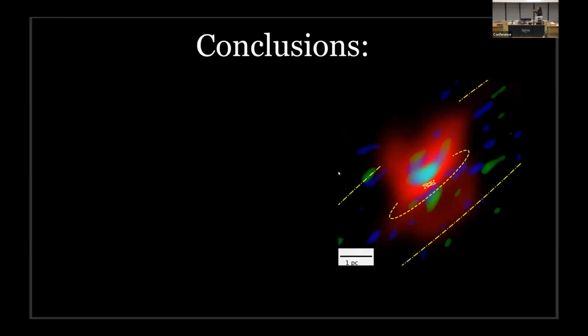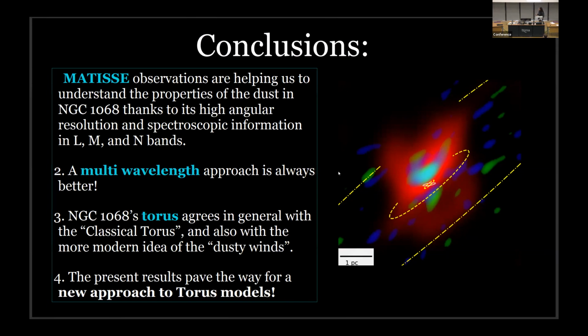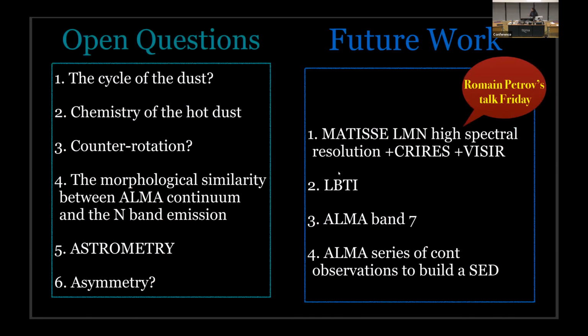Here I'm showing you all the LM and M band image reconstructions. They are overlapping, along with the plane that we think is the main plane of the torus, the equatorial plane of the torus. My conclusions are: MATISSE is super cool. Use the LM and M bands if you can, the 3 of them. And we think that the torus that we find agrees with what we were expecting with respect to the winds and the classical torus. We need to improve the torus models now with respect to these new findings, because there are many open questions left. We are working on it, but it's still a long way. And listen to Romain Petrov's talk on Friday. Thank you very much.